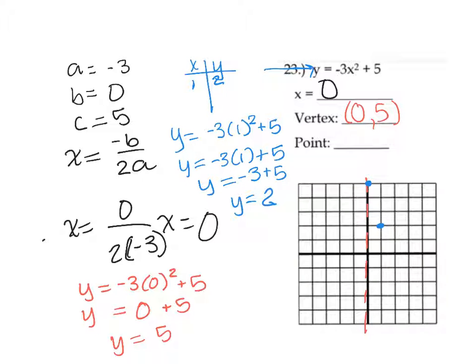Again, now we can plot a second point on the other side of the axis of symmetry because we know quadratics are symmetrical and it runs through the vertex. Again, now I'm just drawing a curve. This is not connect the dots. This should not be a straight line. It is more of a curve. So that second point would be 1, 2.